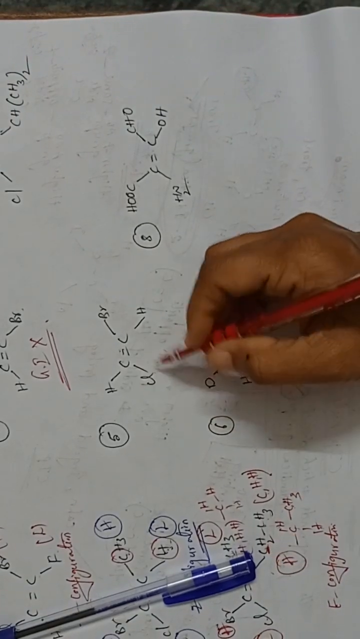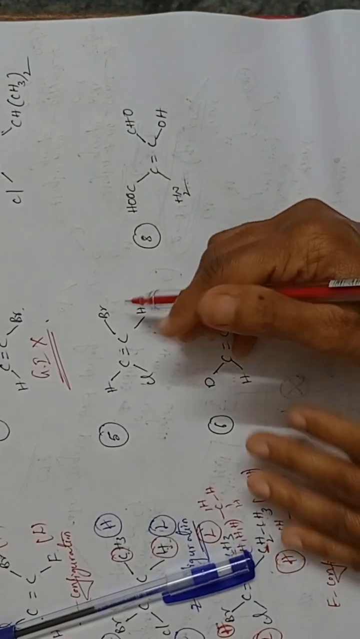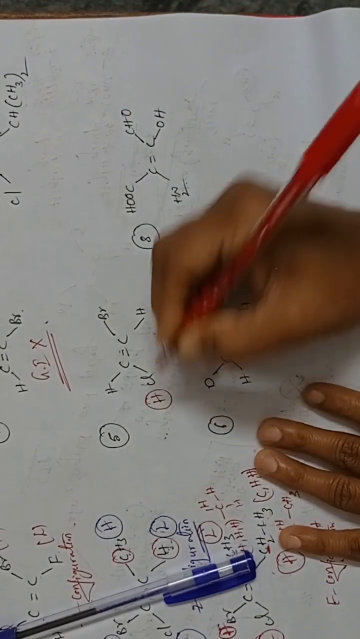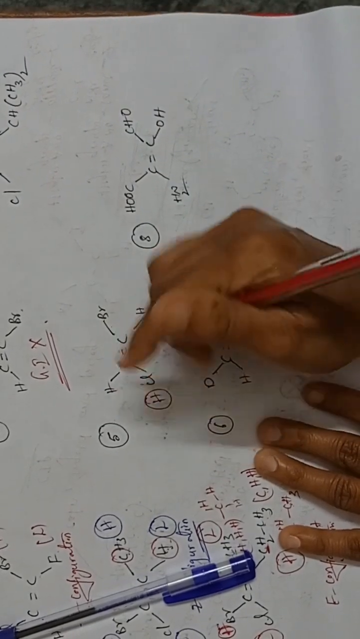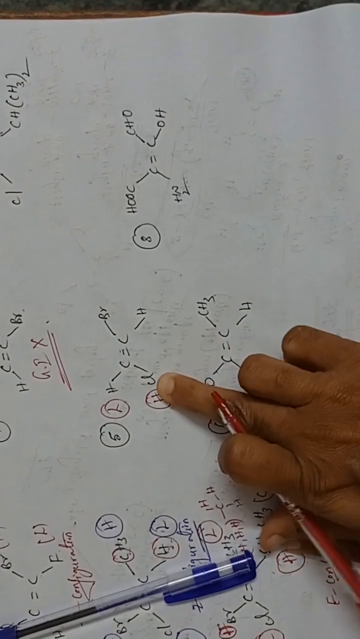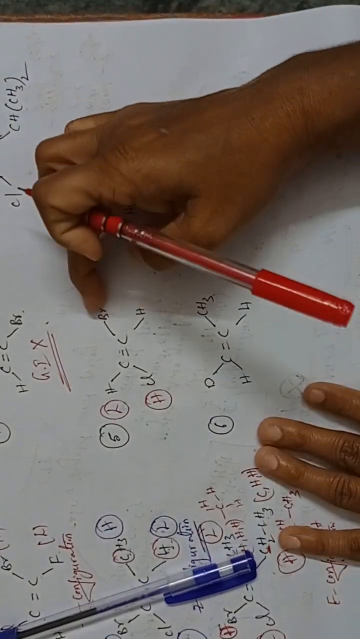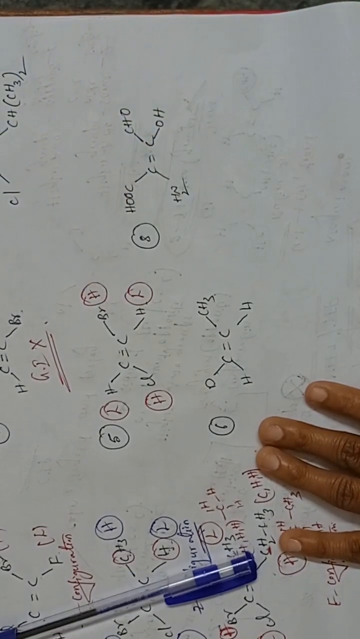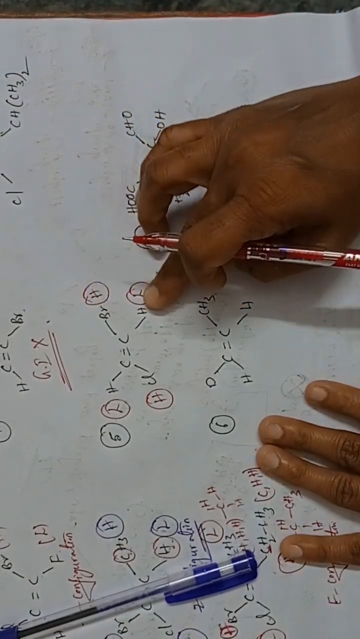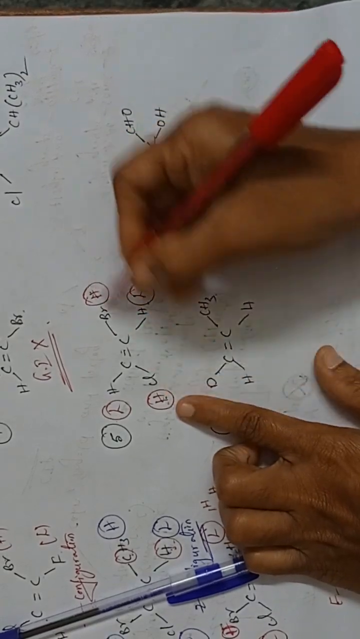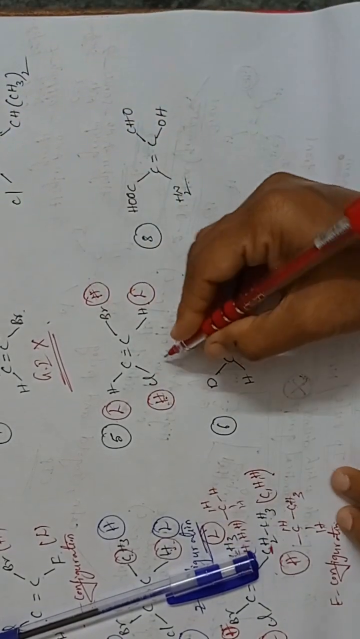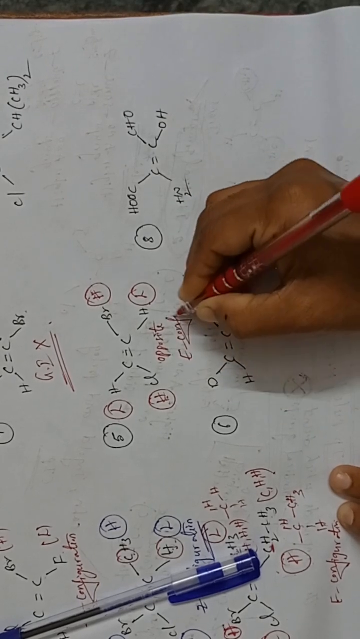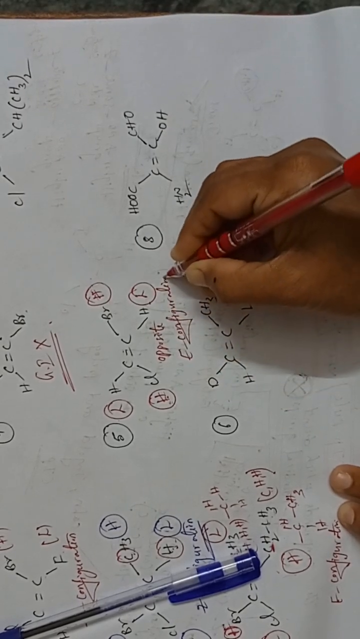Next one: C double bond C, with hydrogen, chlorine, bromine, hydrogen. Of these two atoms, which has the higher atomic number? Chlorine is the higher atomic number atom. Hydrogen has atomic number 1, which is lower. Now of the other two, bromine is higher, hydrogen lower. Now, where are the higher atomic number groups? On opposite sides. So which configuration is that? E configuration. Clear? E configuration.